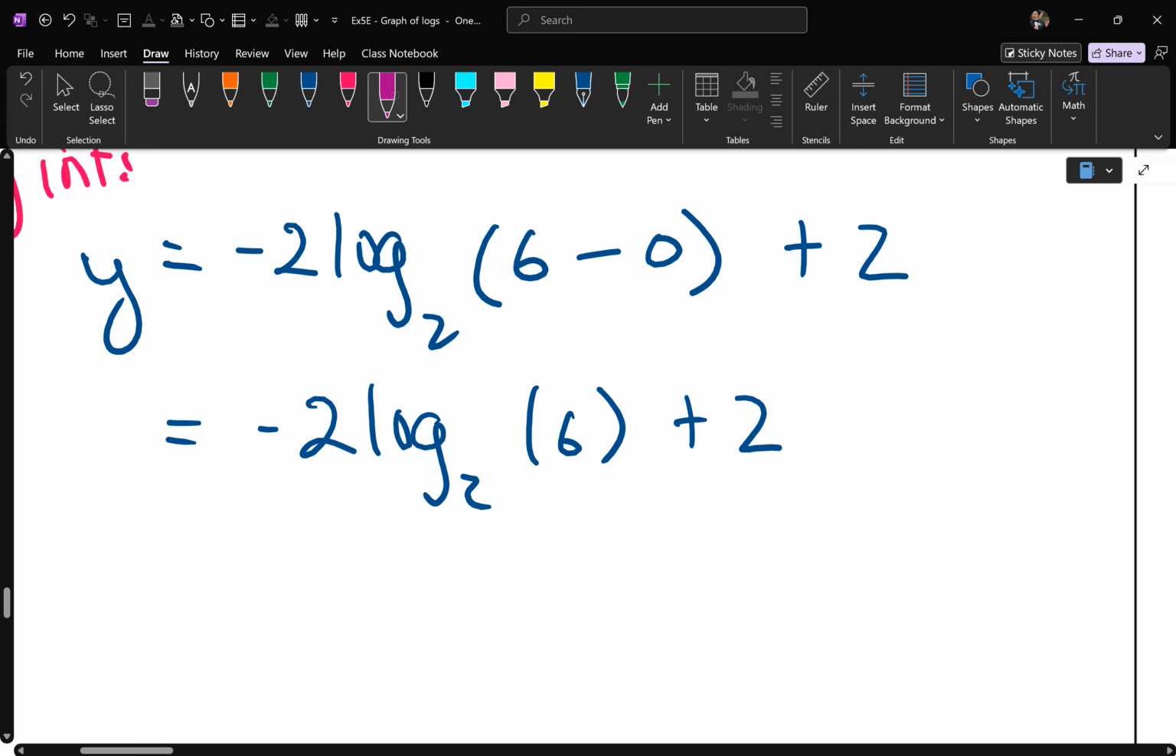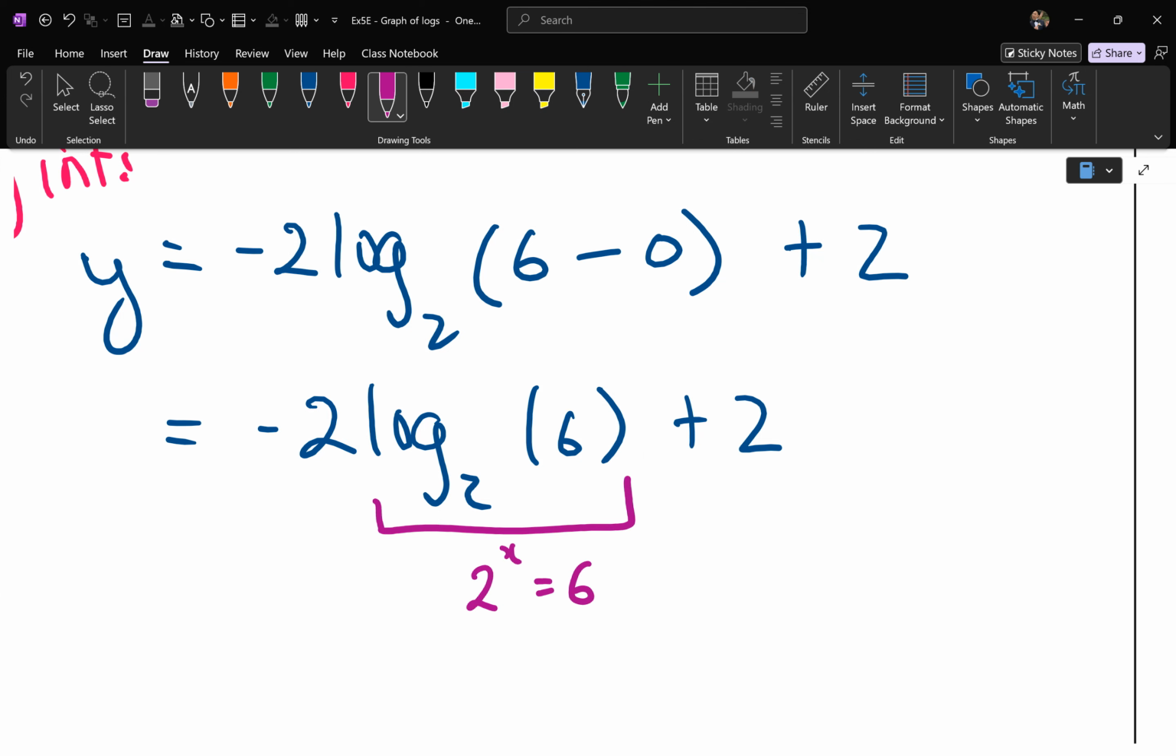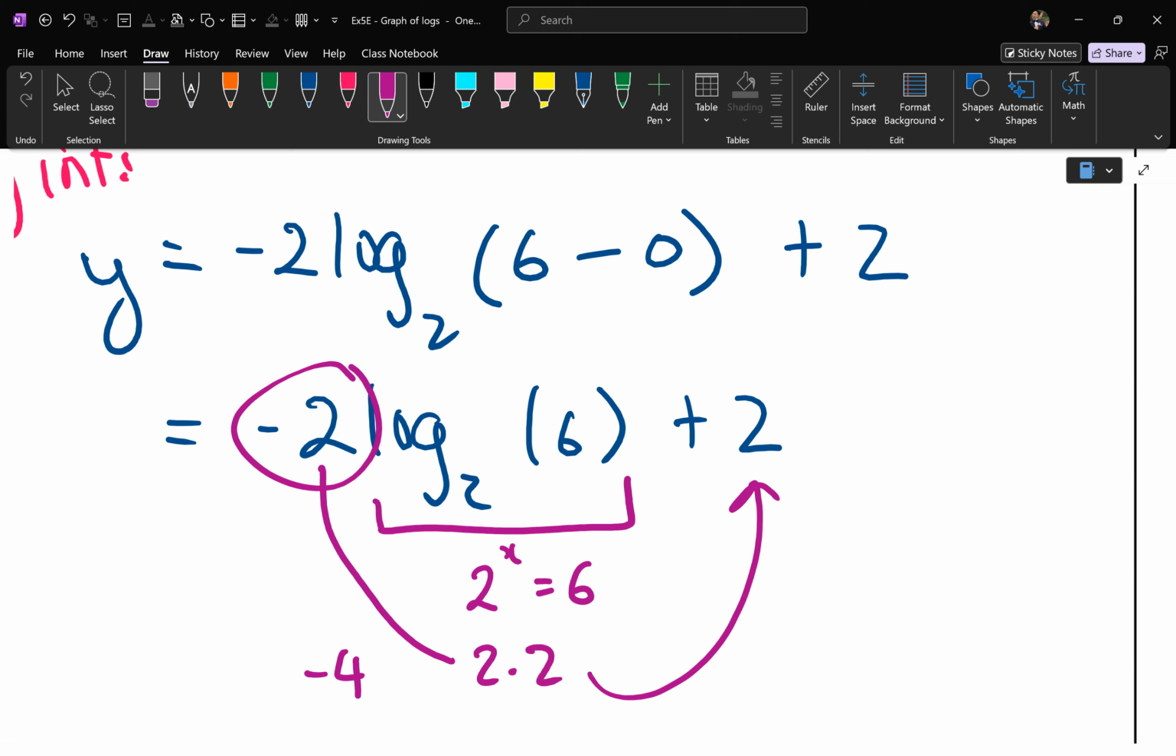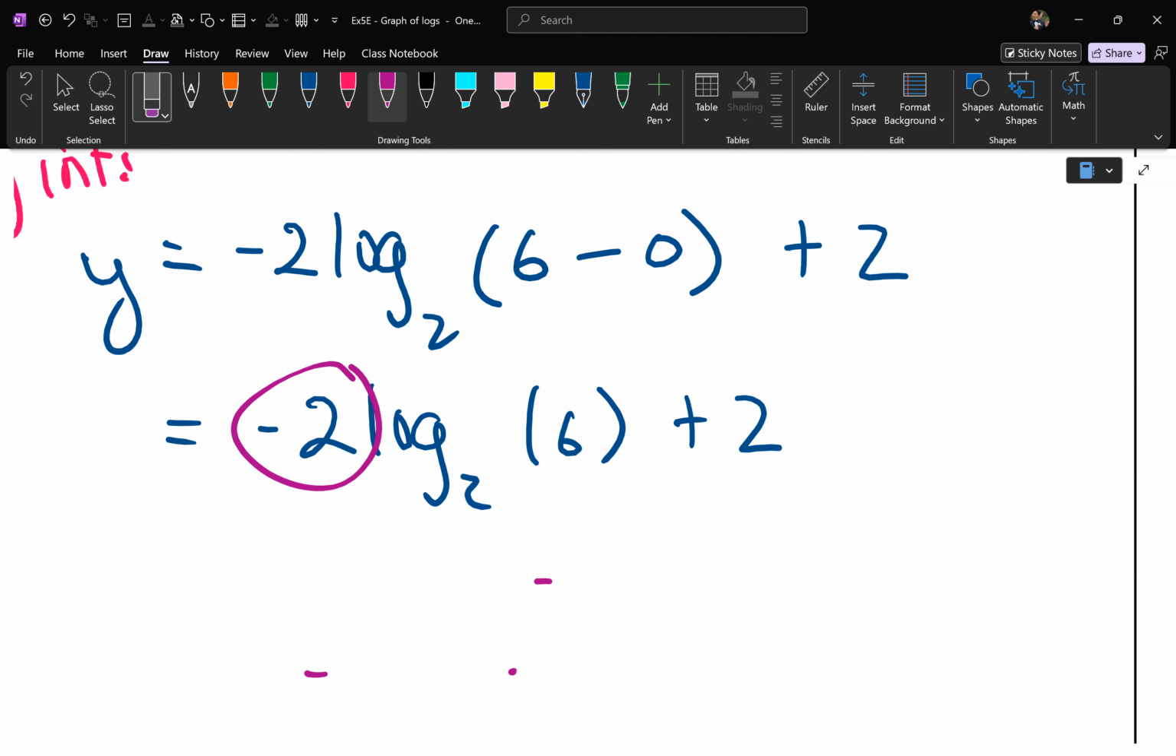Let's do a bit of a guess. If you read log 2 of 6, it means 2 to the power of what will give you 6, roughly? 2 point something. So let's just say 2 point something times 2, or negative 2. So that's a negative 4. Negative 4 plus the 2 gives you roughly? Negative number. Very good.